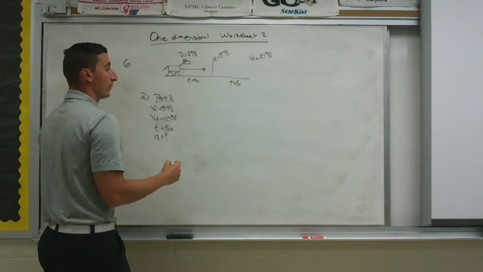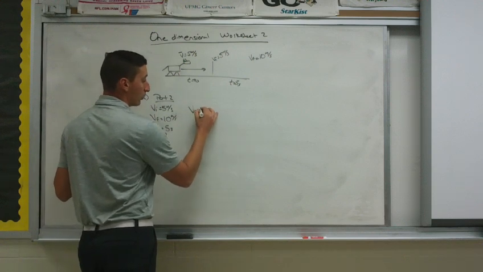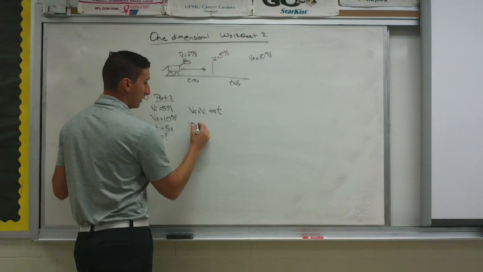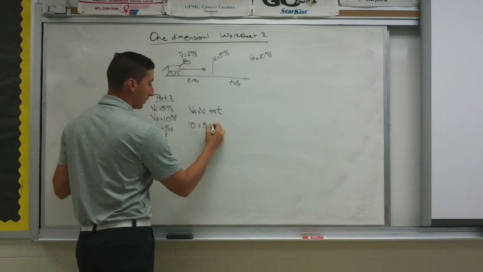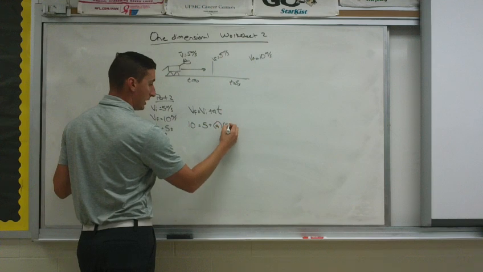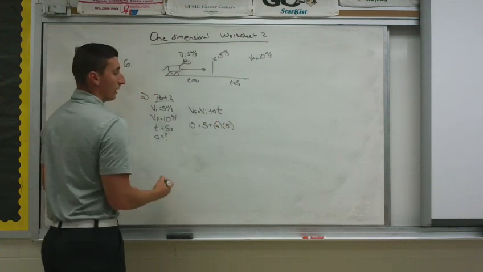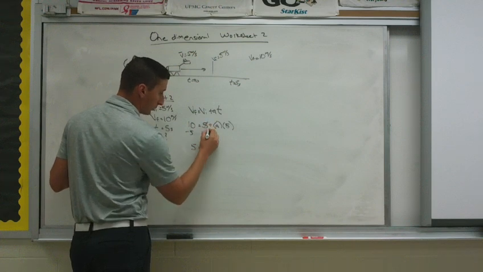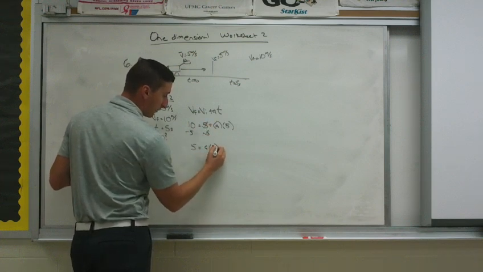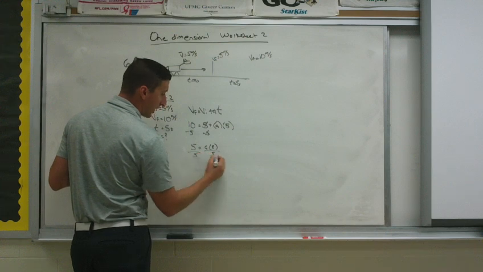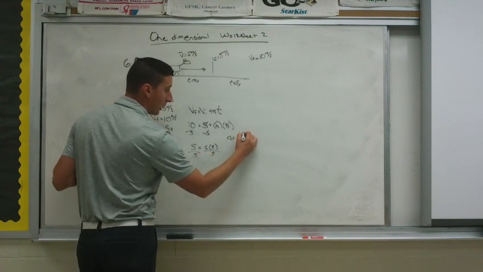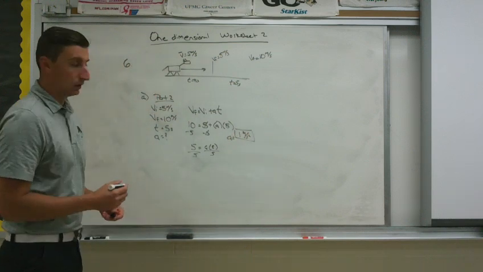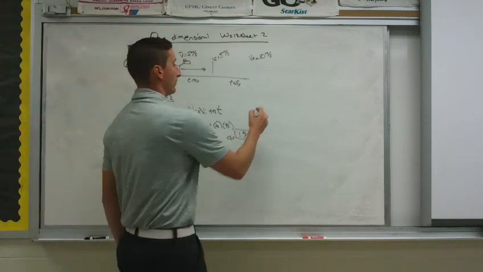Look at these 4 variables. Which equation am I using? I'm going to use this one. VF equals VI plus AT. VF is 10. VI is 5 plus AT, where t is 5. Subtract 5, I get 5 equals A times 5. Divided by 5, I get acceleration is equal to 1 meter per second squared. That's for A.